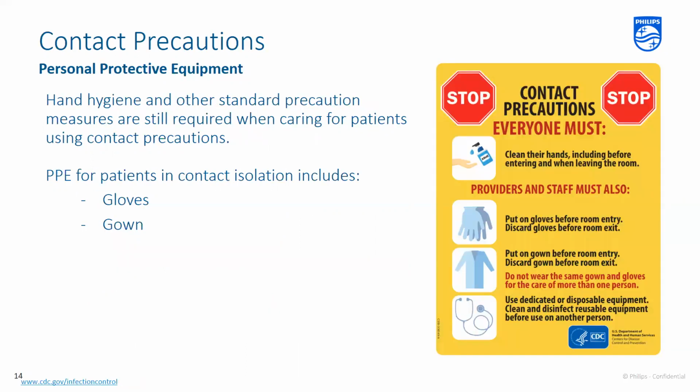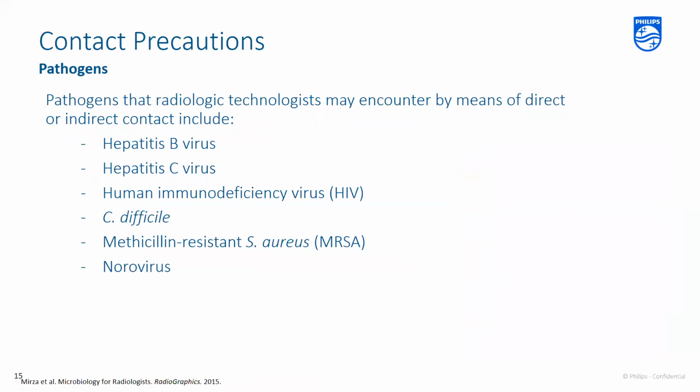Hand hygiene and other standard precautions are still required when interacting with patients in contact isolation. Gloves and gowns are required PPE when providing care to these patients. Common pathogens that patients may have which require contact precautions include hepatitis B and C, human immunodeficiency virus, C. diff, MRSA, and norovirus. Be sure to follow the correct hand hygiene procedure depending on what pathogen your patient is known or suspected to have.